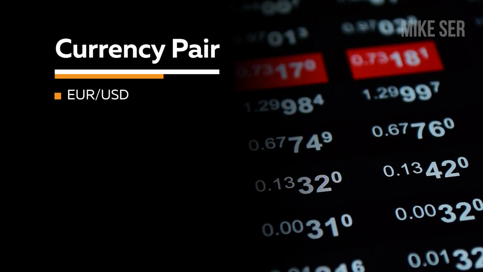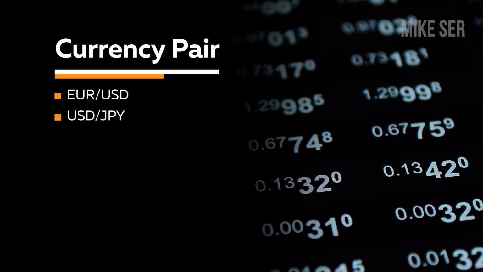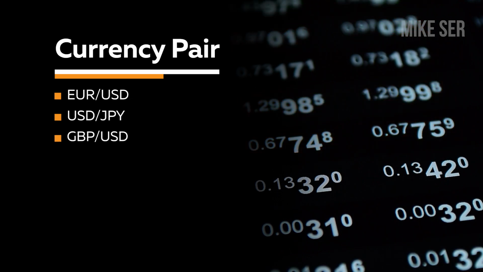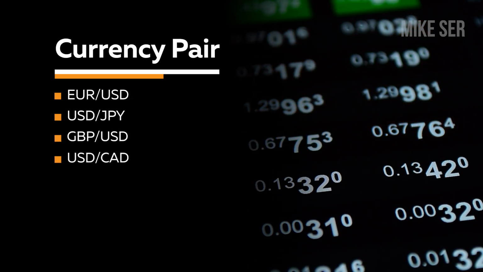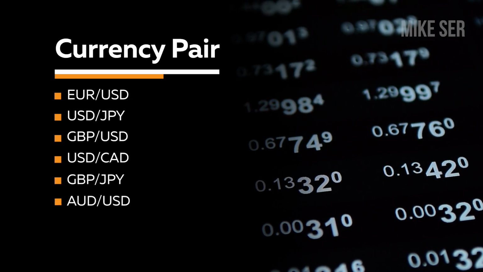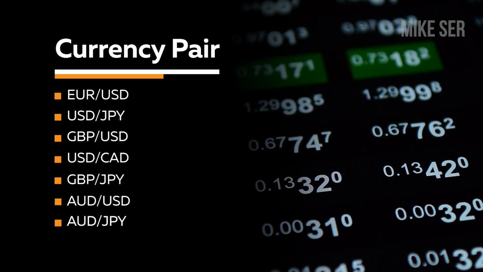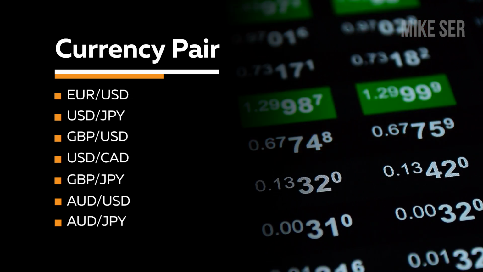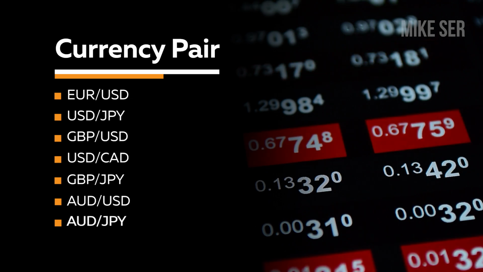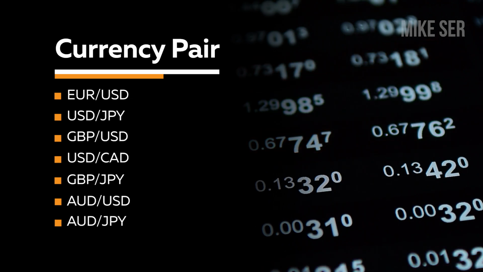Now, the other popular currency pairs are the US dollar versus the Japanese yen, the British pound versus the US dollar, the US dollar versus the Canadian dollar, the British pound versus the Japanese yen, the Australian dollar versus the US dollar, and the Australian dollar versus the Japanese yen. Now, most Forex traders prefer to focus on these currency pairs because the price spreads of these pairs are the tightest, meaning that it's very easy to get in and out of these Forex trades with not much price disruption.